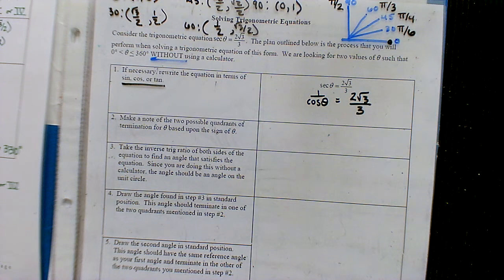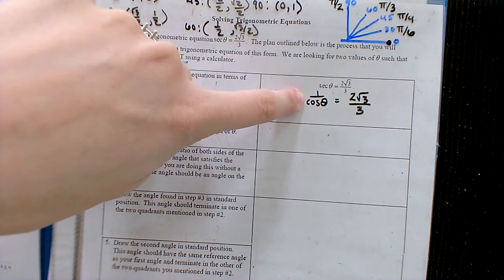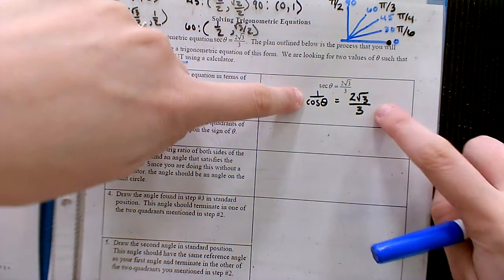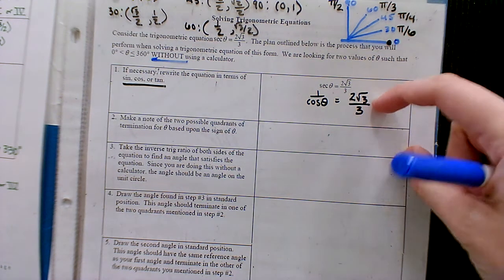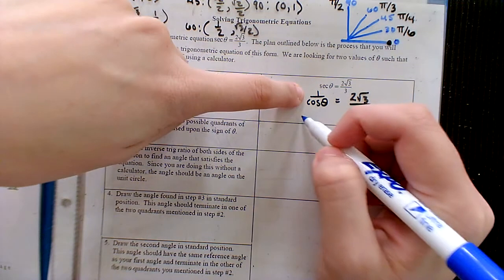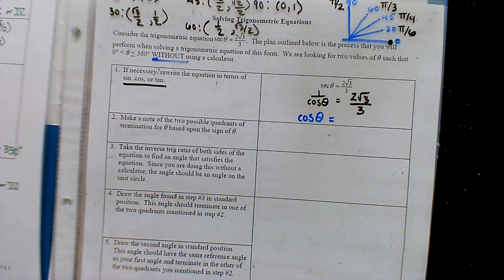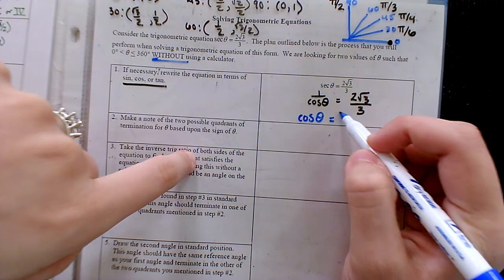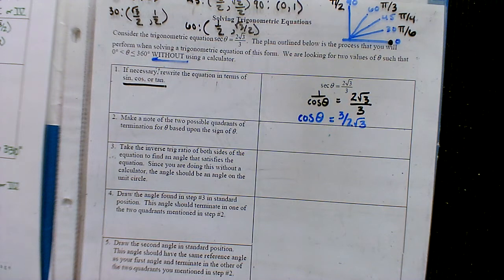Now, I don't really want the cosine in the denominator of that fraction. Okay, I want it in the top. So we're going to do a little flipperoo here. If I find the reciprocal of this side, that must mean I have to find the reciprocal of the other side, right? Algebra steps, what you do to one side, you do to the other. So if I flip this side, it would turn into cosine of theta. And if I flip the other side, we would now have 3 over 2 square roots of 3.